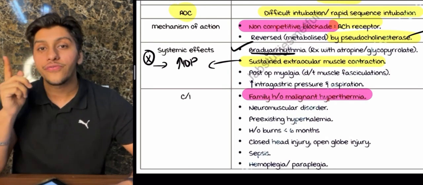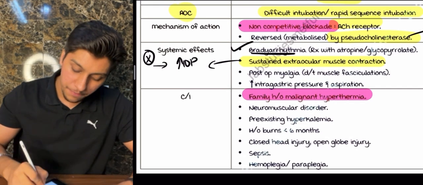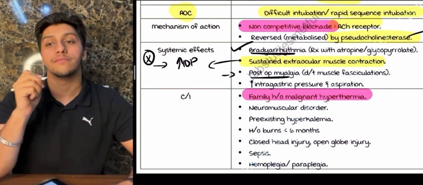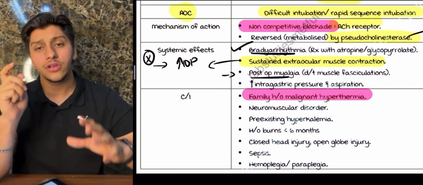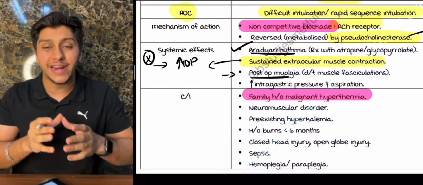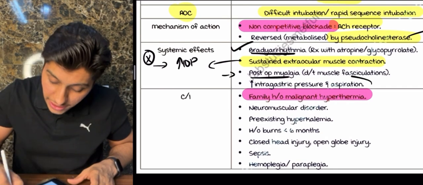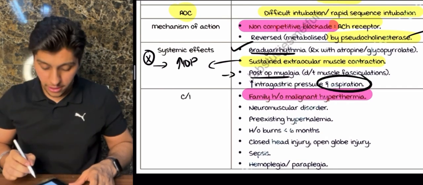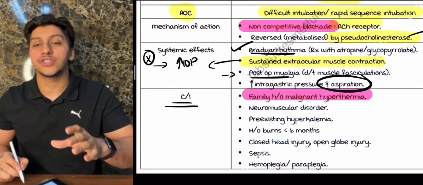Then, because of the fasciculations after the operation, the patient will complain of post-operative myalgia. Succinylcholine causes contraction in the intragastric area, causing an increase in intragastric pressure, thereby there are chances of aspiration. Okay, so remember the contraindications of succinylcholine.